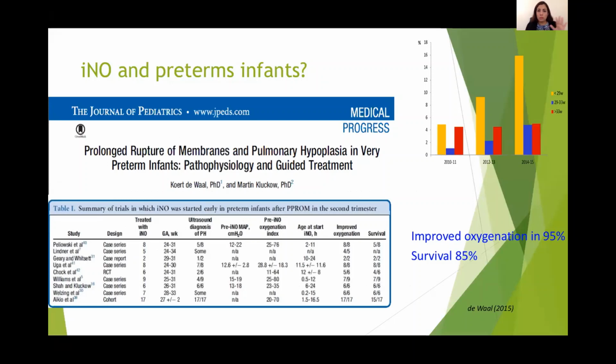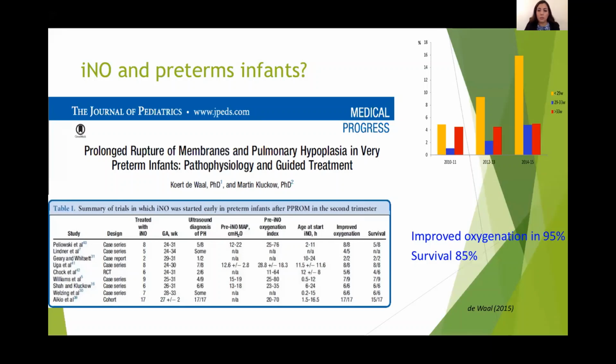A long time ago, many NICUs, doctors, and neonatologists were not in favor of using nitric oxide in preterm infants, especially because of the increased risk of IVH. But recently, I didn't find local statistics, but this is from the UK, we can see a big increase in the use of nitric oxide in preterm babies. In the last 10 years, it's triple or 4 times more than in 2010.